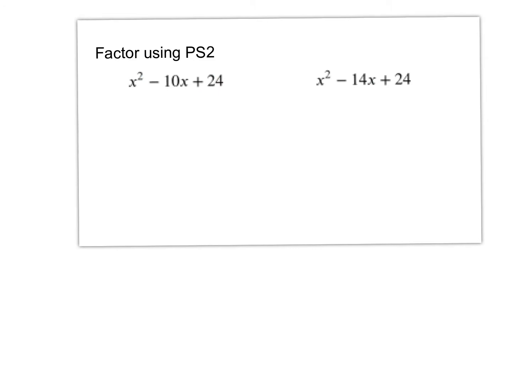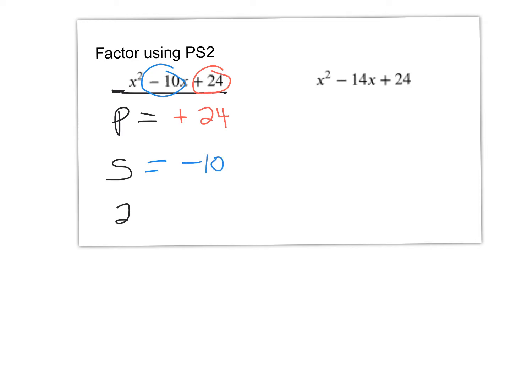Now again, we've got to be careful now. Things are getting a little more tricky, but again, nothing too crazy. Start off. It has 3 pieces. No number in front of the square or leaders. So again, we're good. We can go to PS2. Now my product, positive 24. Sum, negative 10. So let's do, what 2 numbers multiply to 24 and add to give me 10? Again, not negative 10. I'm not worried about that right now. Just 10. And most of us know that's going to be 6 and 4.